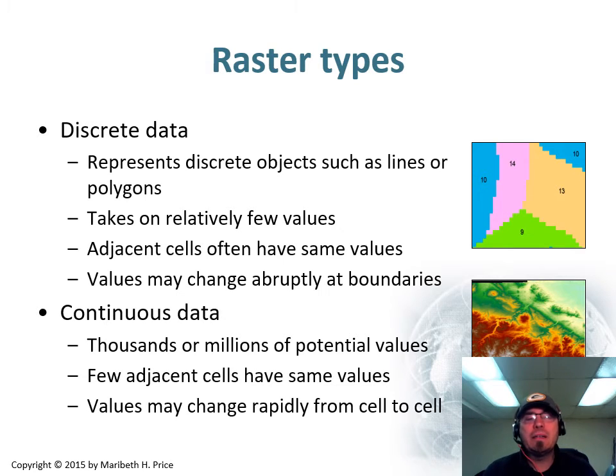Now, if you look at continuous data on the bottom there, you can have thousands or even millions of potential values. So each cell of the raster, if you're looking at a picture, it would be a pixel, but in raster world, it's a cell. Each cell can have a slightly different value. And when you take all these cells together, they represent sort of a surface where the values are changing rapidly from cell to cell.